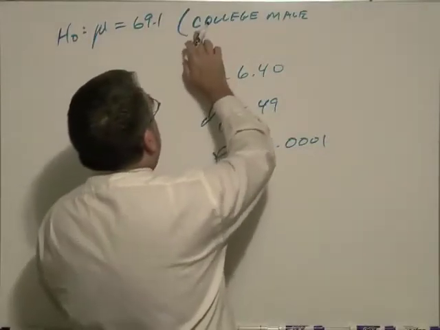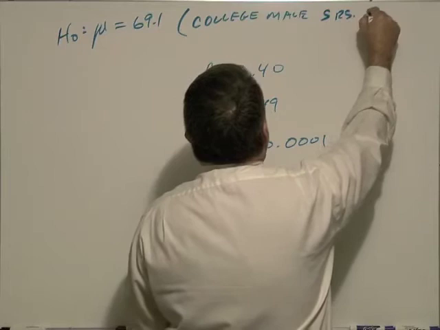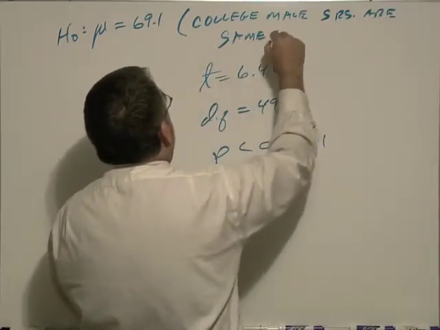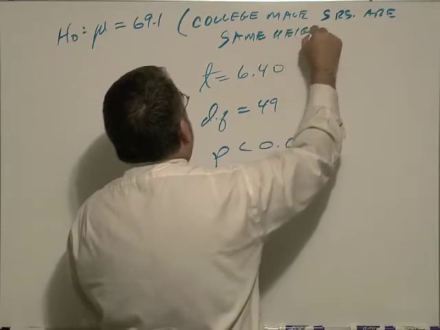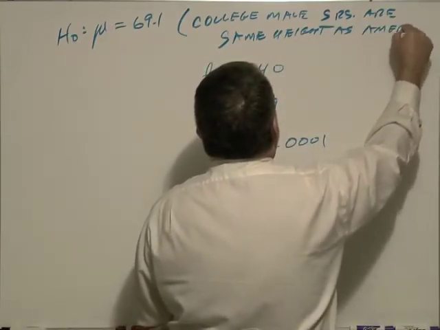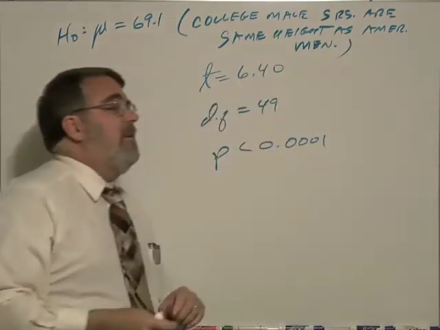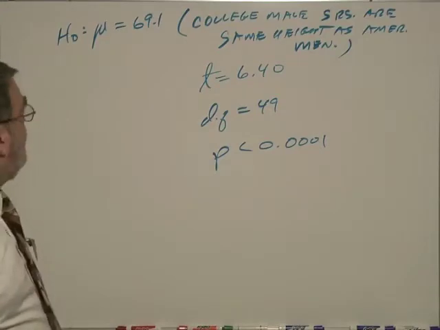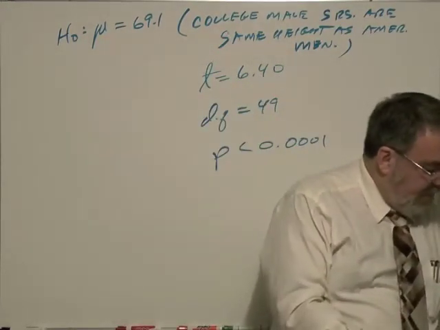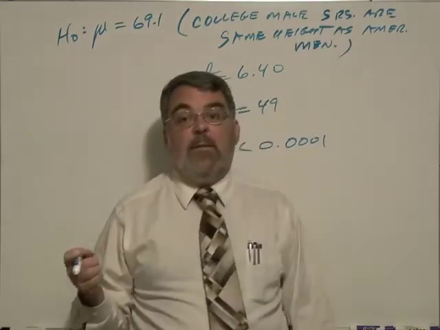Null hypothesis is that the college male seniors are the same height as American men. Okay, abbreviated a little bit there. Same height as American men. So that's the null hypothesis if we want to find out if college students are different from the general population.